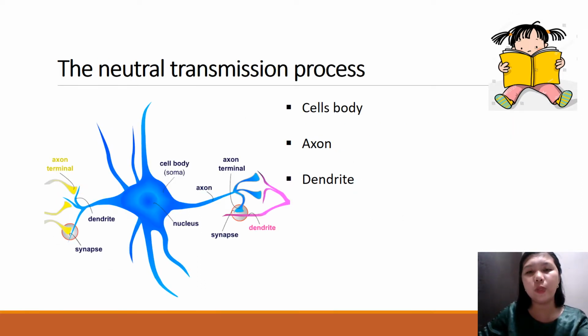The neural transmission process. Cell body. Cell bodies are the basic building blocks of all living things. They provide structure for the body, take in nutrients from food, convert those nutrients into energy, and carry out a specialized function. The axon is the cable, several times thinner than a human hair. It is called the axon, and it is where electrical impulses from the neuron travel away to be received by other neurons. Next is the dendrite.